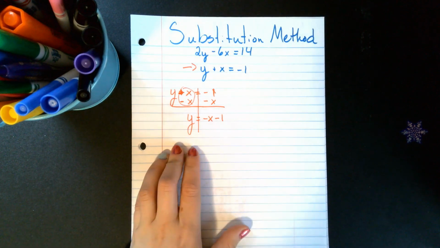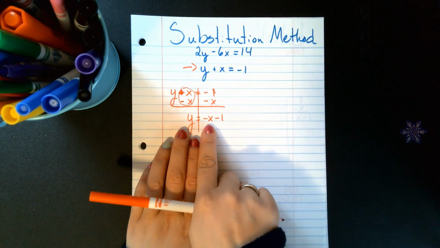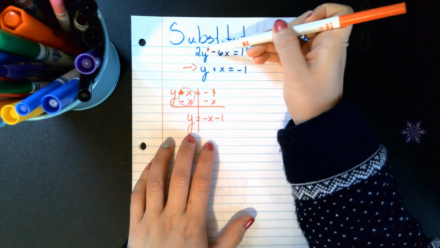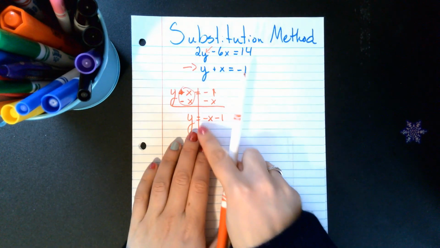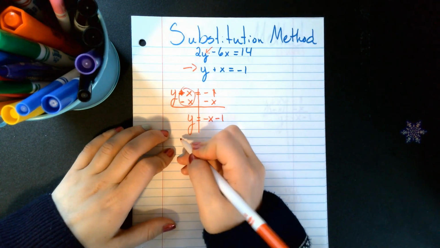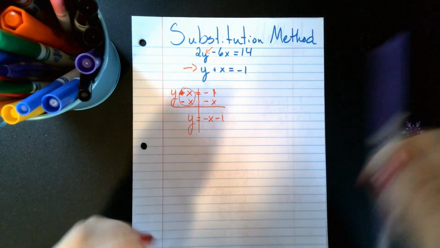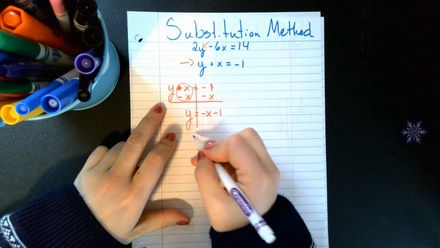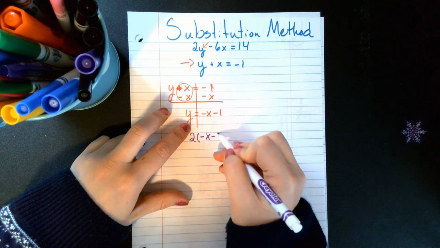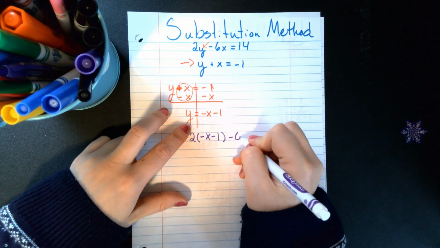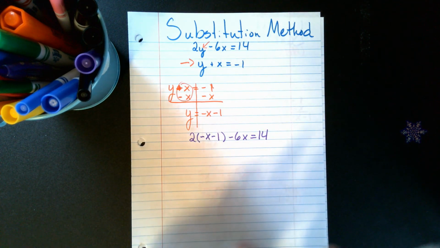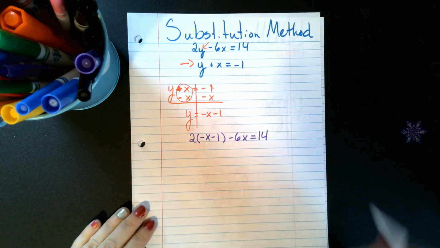Now that I have this, what I'm saying now is that y equals negative x minus 1. According to the substitution method, that means that this y, because it's all in the same problem, also equals negative x minus 1. So I'm going to pull down that problem, but instead of writing y, I'm going to substitute in negative x minus 1, because that's what I said y equals, right? Ta-da! And now my goal is to solve for x.